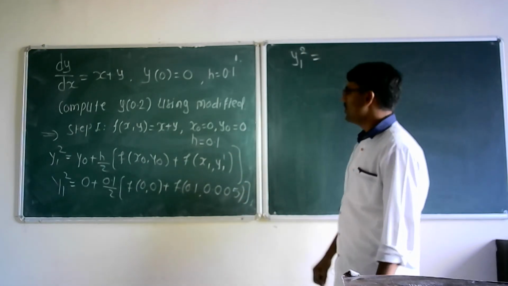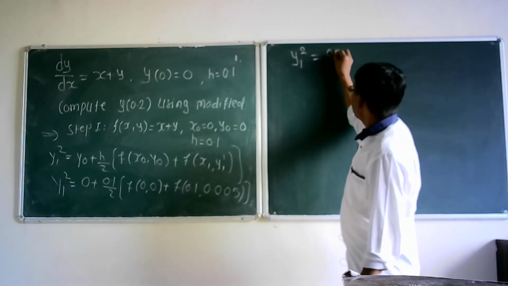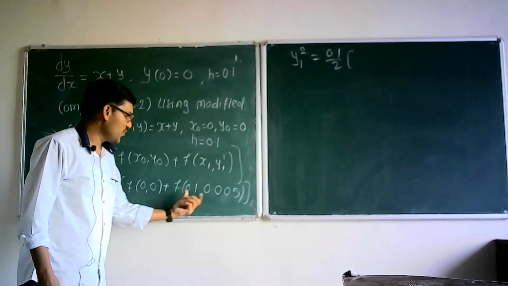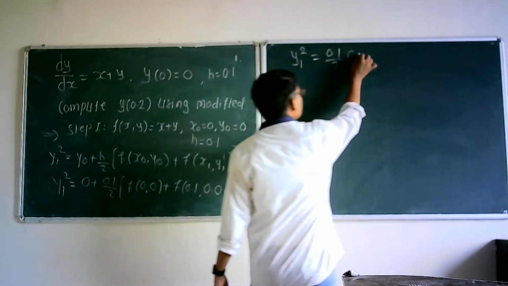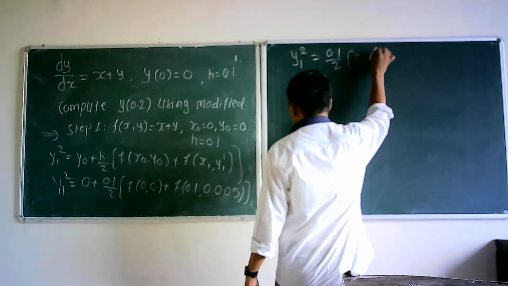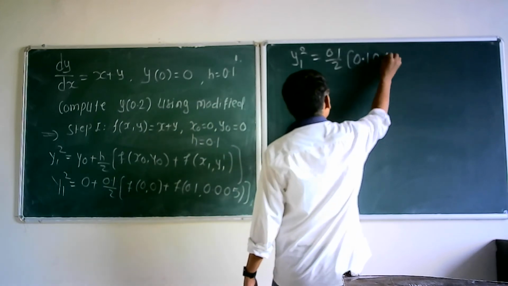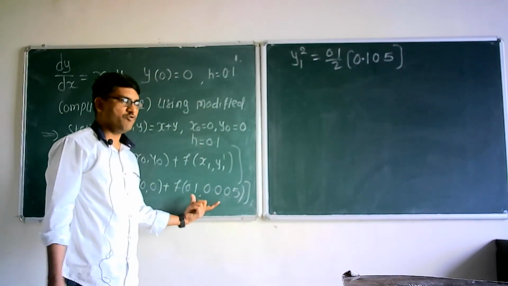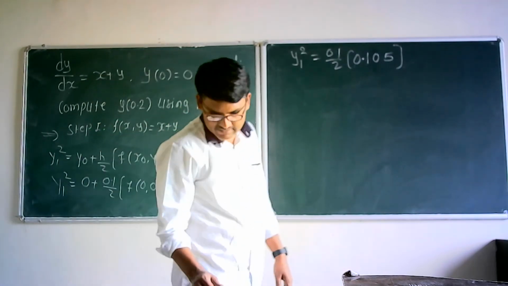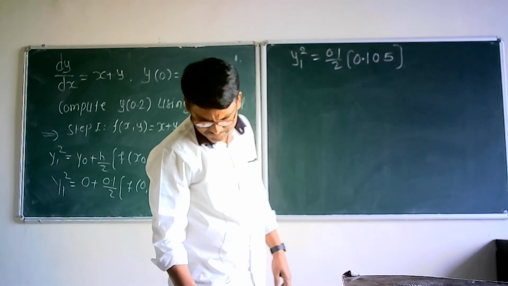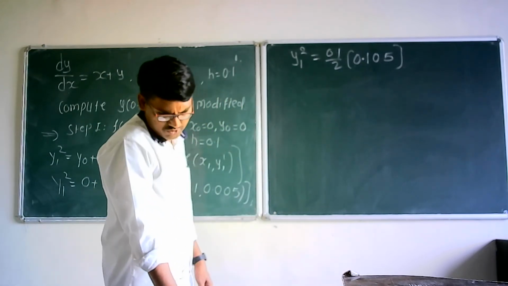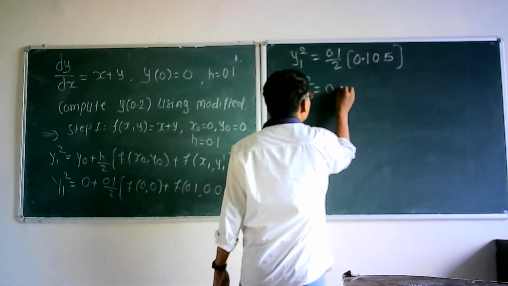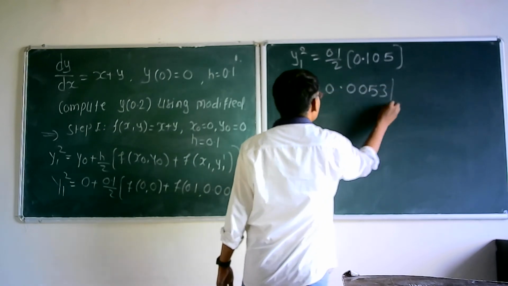y12 is equal to 0.1 divided by 2 inside the bracket. This 0 plus 0 is again 0, and 0.1 plus 0.005 is 0.105. If we add these two terms, we will get 0.105. So if we simplify this, we get 0.0053. So y12 is equal to 0.0053.